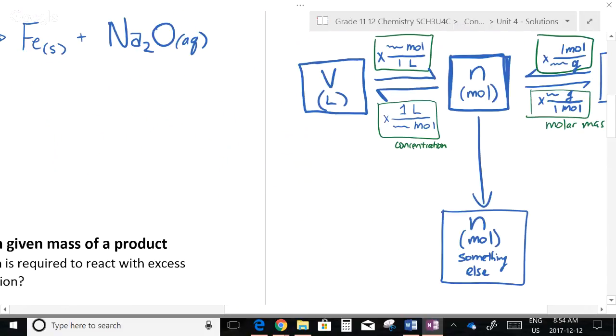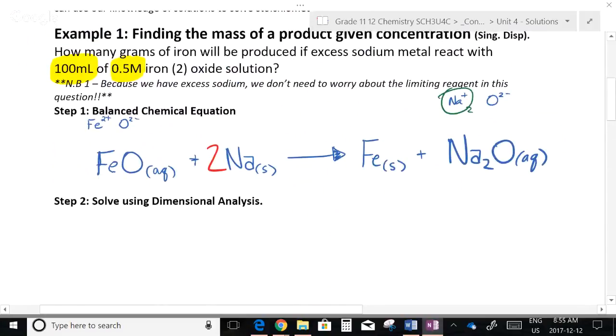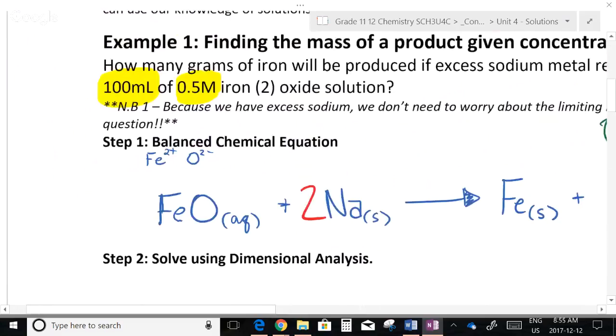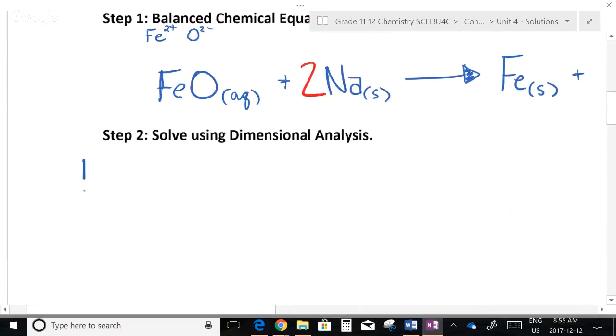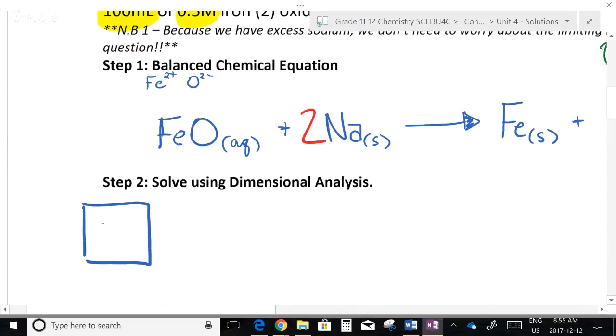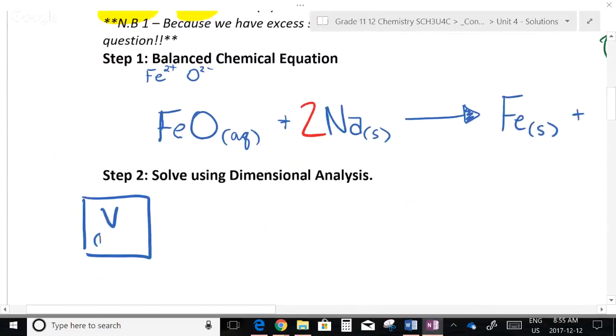With that in mind, can we take a look at this question? We are going to start out with what? Well, we're going to start out with the concentration of what? What did I tell you we had? Yeah, sorry, even more to the point, we know the volume, right? So we know the volume, which is 100 milliliters of iron 2 oxide, right?